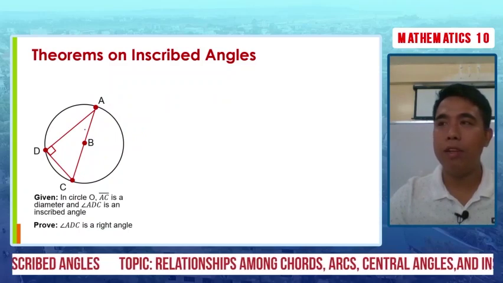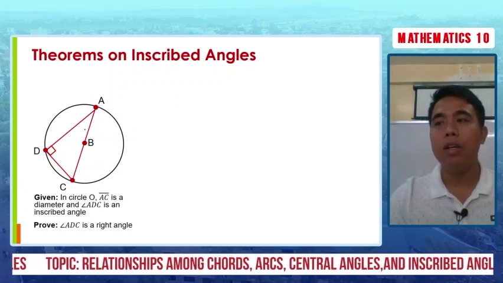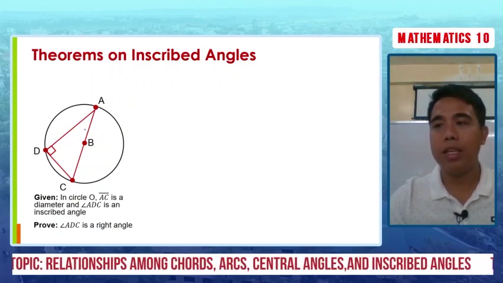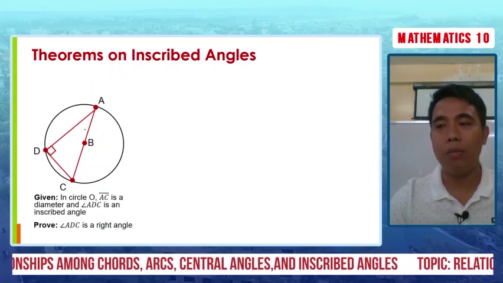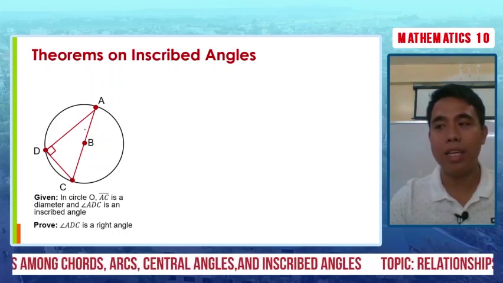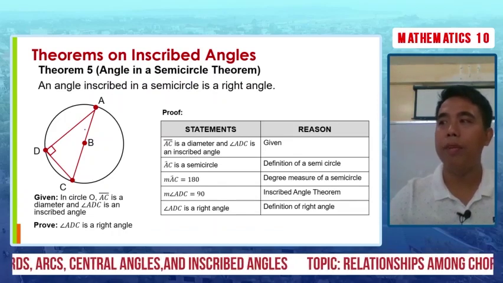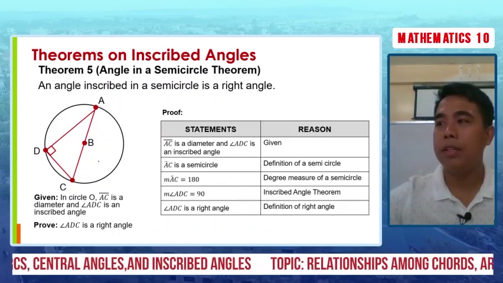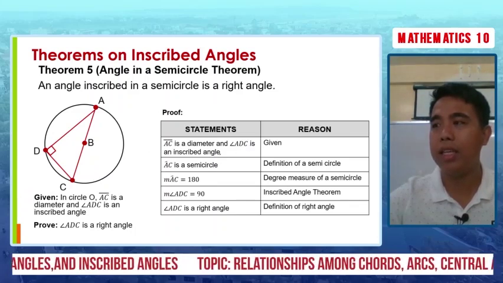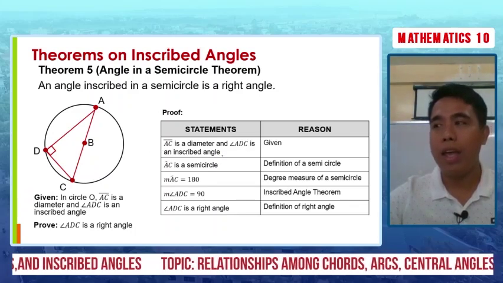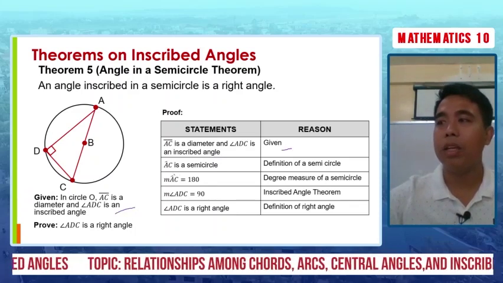So let's have, we are going to prove that one. In circle O, segment AC is a diameter and angle ADC is an inscribed angle. We are going to prove that ADC is a right angle. So here is the proof, I should say. So yung segment AC is a diameter and angle ADC is an inscribed angle. So that is given. Ito yon.